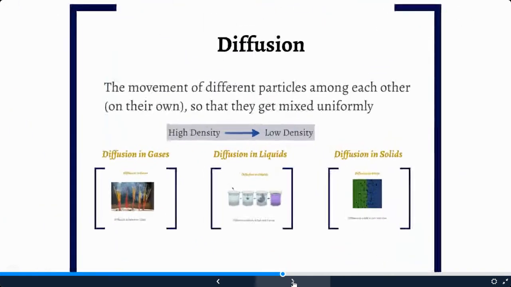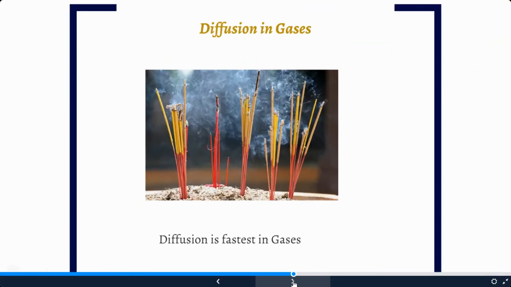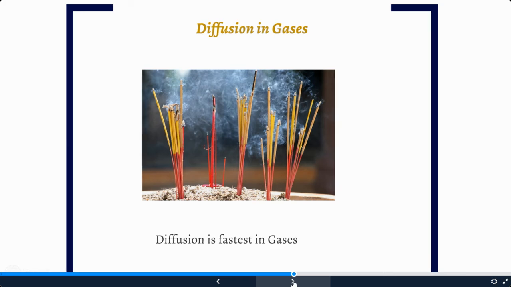Now, what is diffusion? Diffusion means movement of the particles from higher concentration to lower concentration. Let us take an example of gases. If we light an incense stick, you can smell it in the whole room. That means diffusion of gases is highest because their particles have the highest kinetic energy.